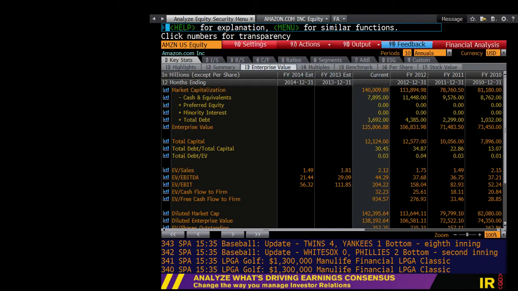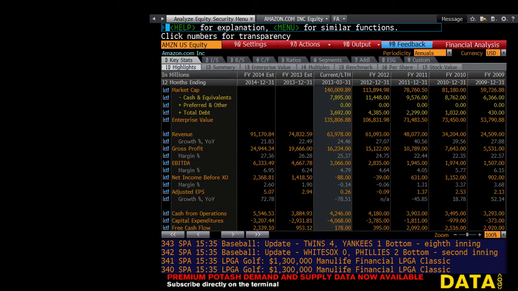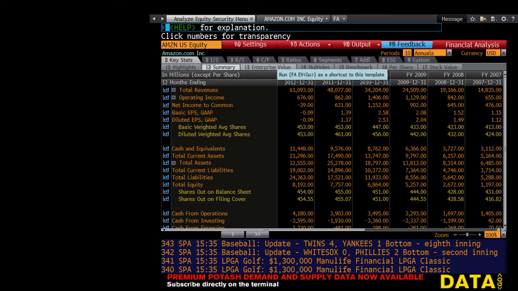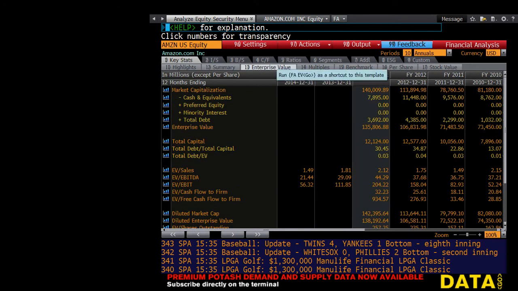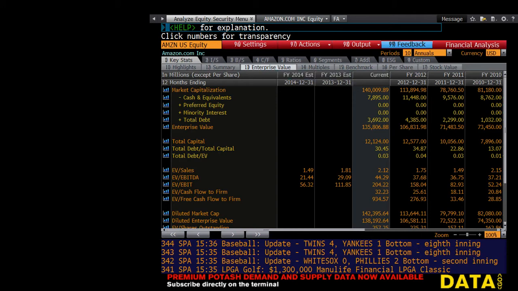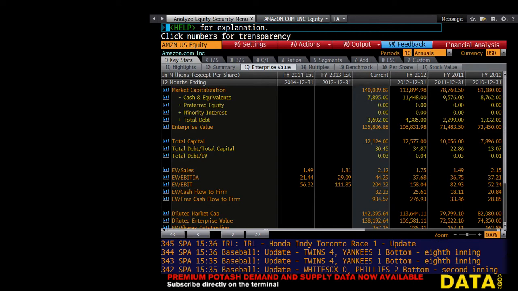All right, but if you just typed in FA, clicked on summary, and then clicked on enterprise value, you can get directly to that screen. All right, but here's the point. Here's Bloomberg's calculation of enterprise value for Amazon. How is that different than the model?